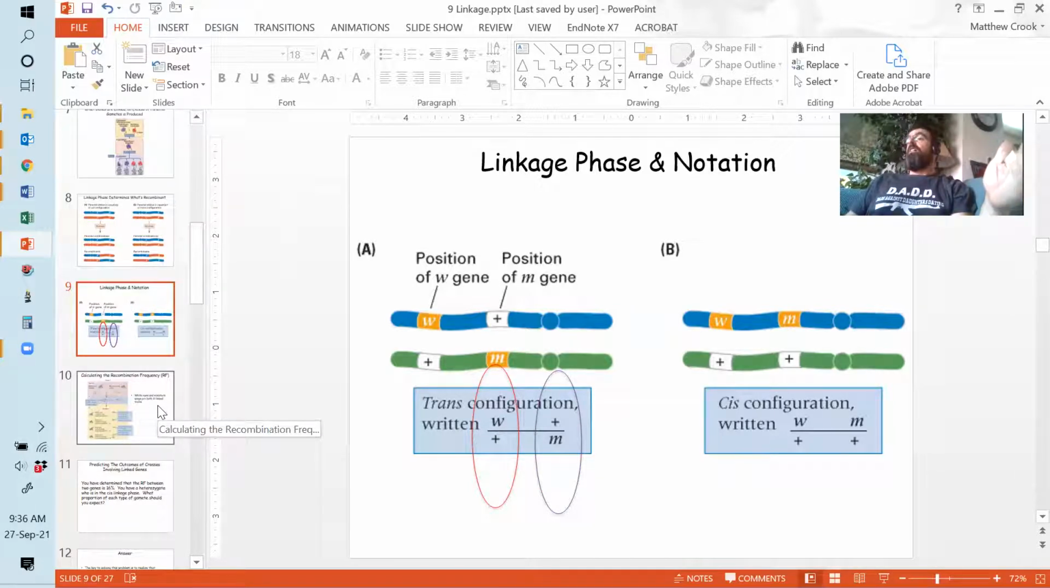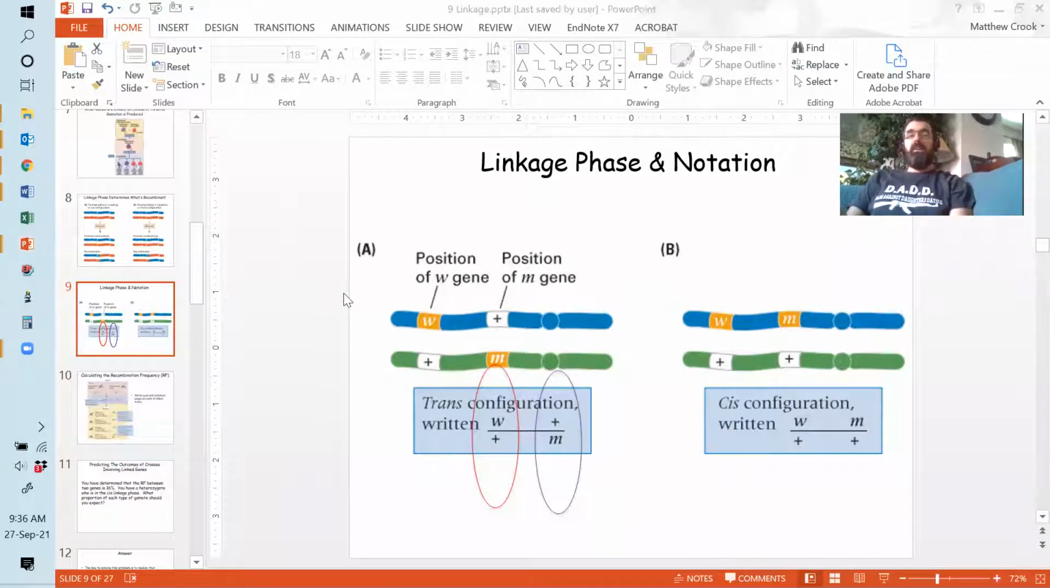Okay, so that's all the theory and the basics, that's the concepts behind what's going on. Now we can use this to figure out how far apart these genes are. Basically, if recombination frequency equals distance, then percent recombination equals distance.